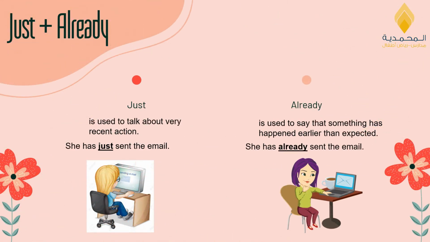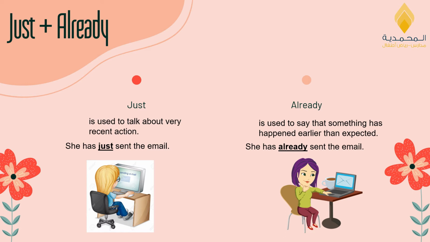Talking about two other keywords that are used in the present perfect, I have the two keywords just and already. Starting with just. Just is used to talk about a very recent action. So take a look at this example. She has just sent the email, which means that the action happened recently.